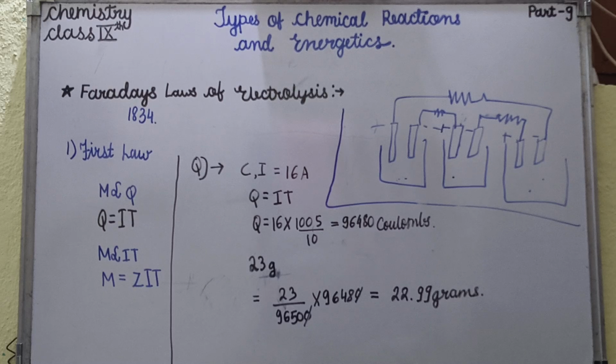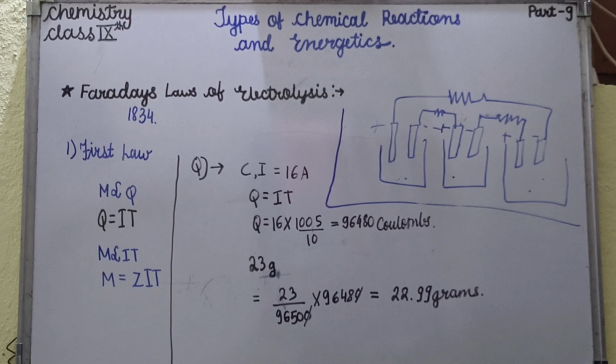silver deposited and hydrogen liberated are 107.9 gram, 31.77 gram, and 2 gram respectively. Inference: when the same amount of current is passed through different electrolytes, then the masses of substances deposited or liberated are in the ratio of their equivalent masses.